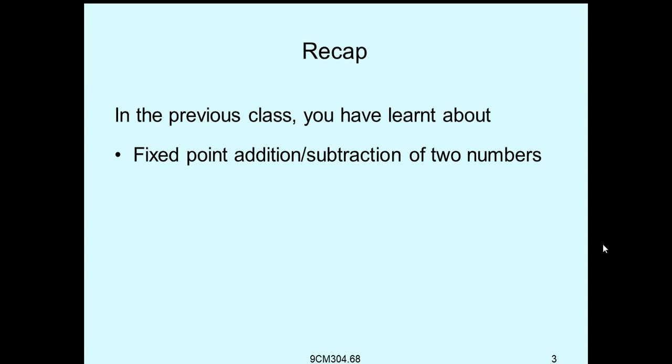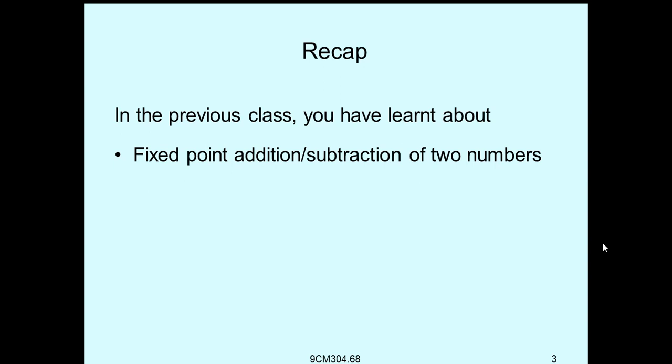In the last class we learned about fixed point addition and subtraction of two numbers. Normally, with decimal numbers we can do 5 plus 4 is 9, 5 minus 4 is 1. Like that, fixed point addition and then subtraction. In general, manually we can do the operation like that.